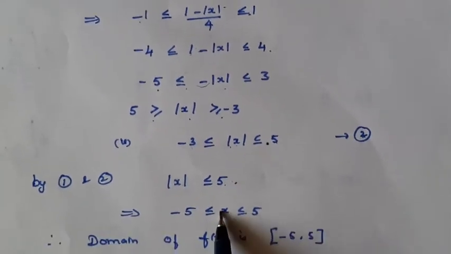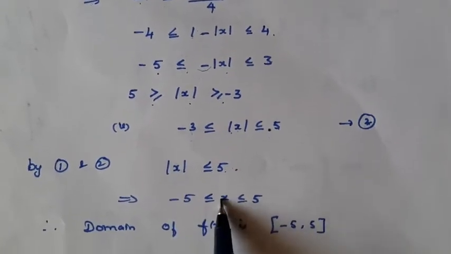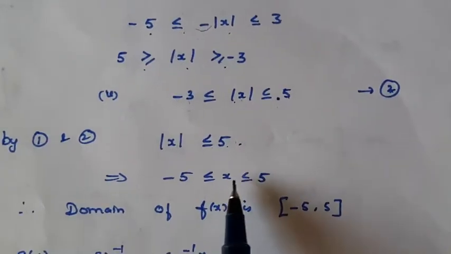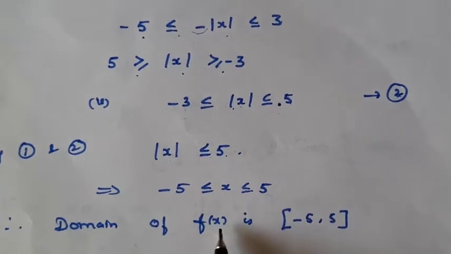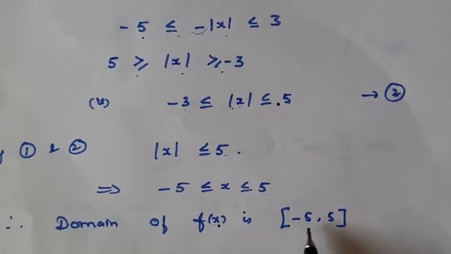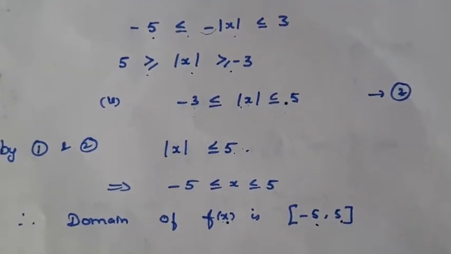So what would be the domain of x? The domain of x should be x lies between minus 5 and plus 5. That means the domain of the given function f of x is the closed interval minus 5 to plus 5.